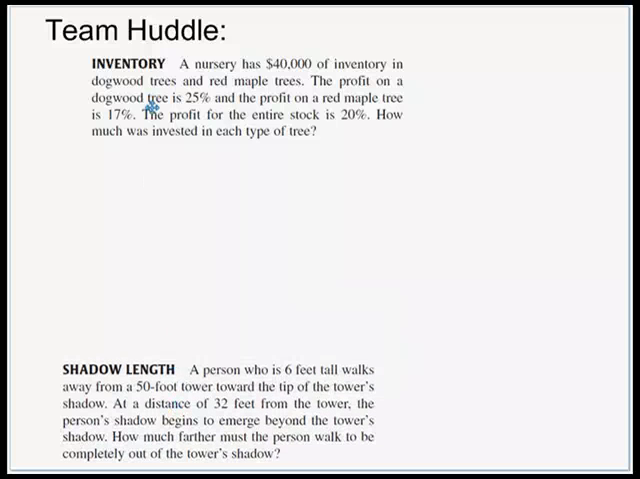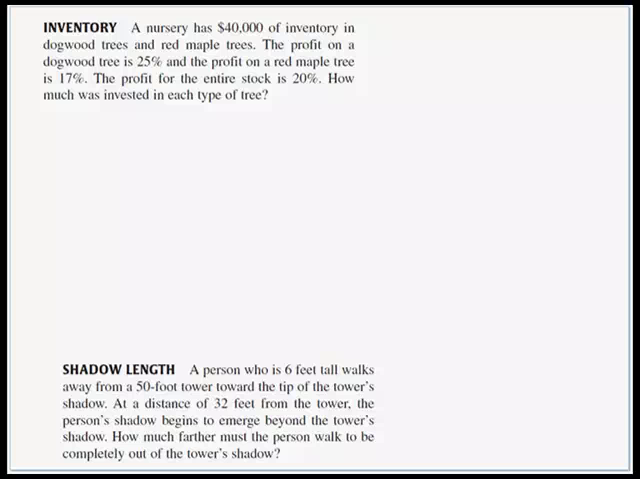Okay, let's check out this first one. A nursery has 40 grand in inventory of dogwood trees and red maple. The profit on a dogwood is 25%. The profit on a red maple is 17%. The profit for the entire stock is 20%. So this is a lot like the DVD single disc and multi-disc in the warehouse type problem. How much was invested in each type of tree?